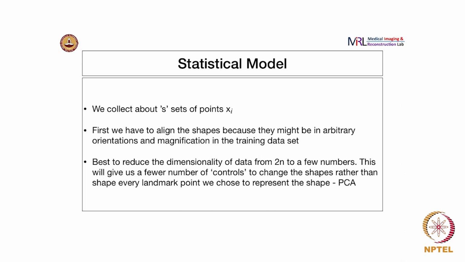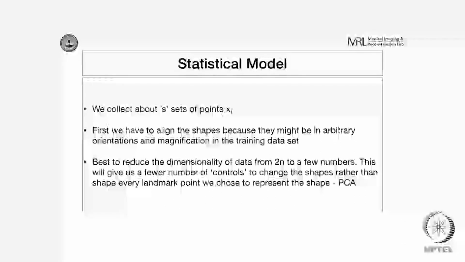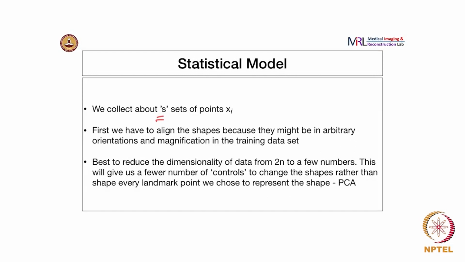Depending on the context, I hope that you will understand, but I will also make it a point to explain. So we collect all the points corresponding to all the instances of the shape. Let's say there are S data points in our training data set or example data set. Then the first step we have to do is to align the shapes.